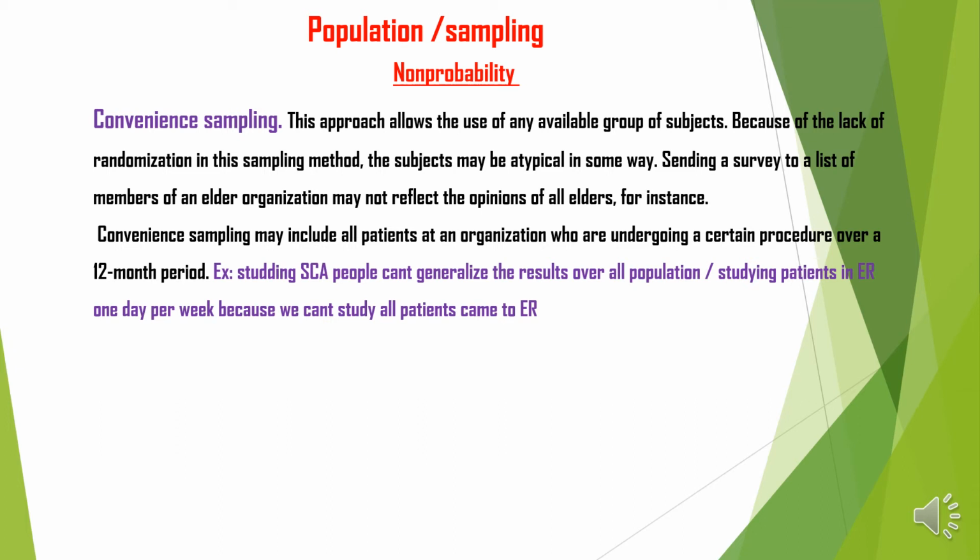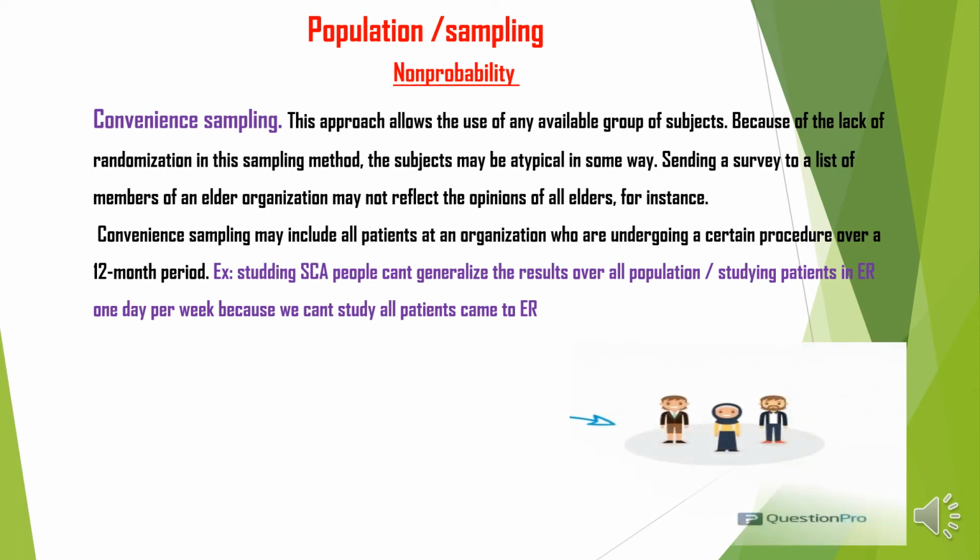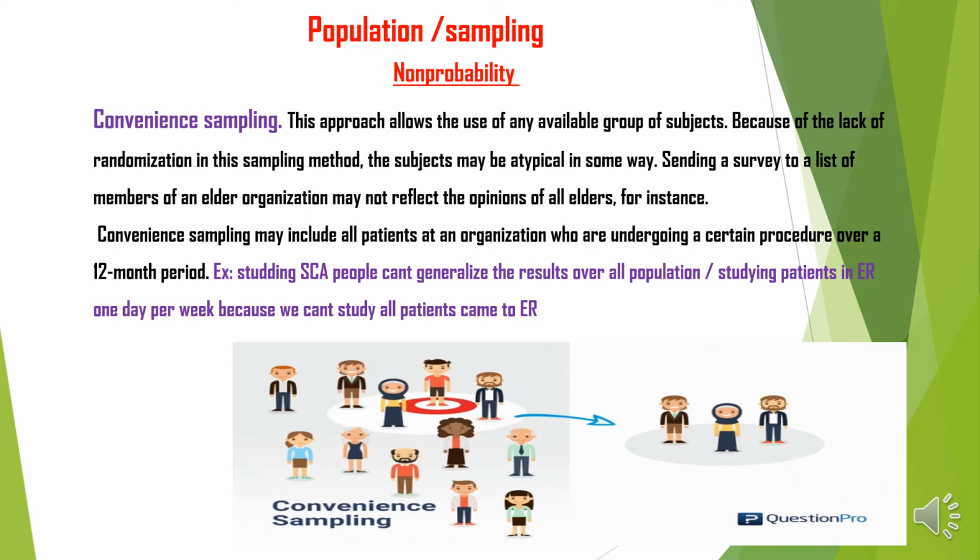So I'm studying people over 60 years old. I'm studying sickle cell anemia. I'm studying diabetic patients. So you cannot generalize the result of a study of diabetic people over the total healthy people. You have to generalize it only to diabetic people. This is the example of convenience. We have all those people.